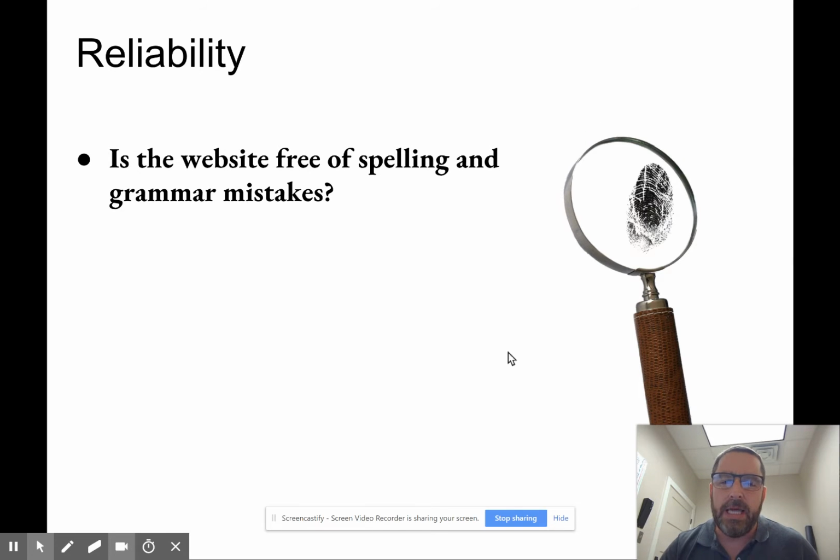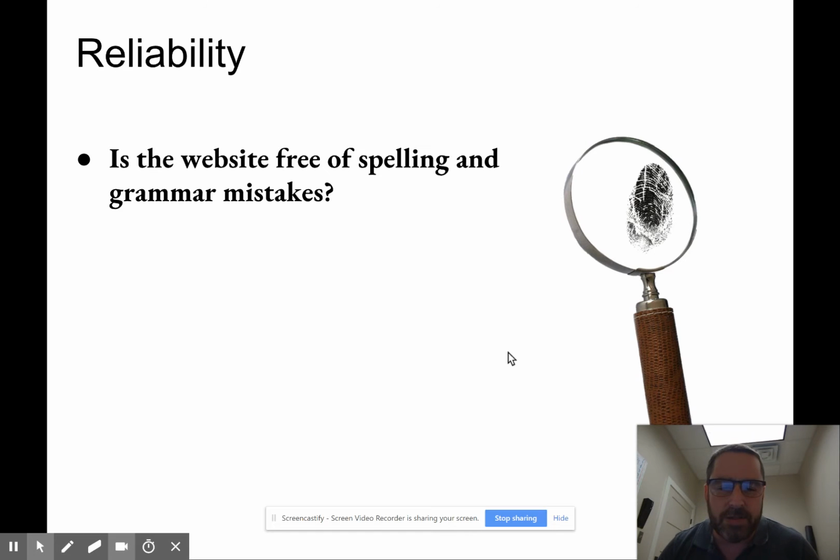Next, reliability. This next one is a big one to determine if a website's reliable. Is it free of spelling and grammar mistakes? If it's not, then that tells you a couple of things. One, they might not be very educated, or, as with a lot of the fake news during the election, those fake news sites are filled with grammar and spelling mistakes, because a lot of those fake news stories originated in Russia or the Ukraine. So they weren't native English speakers, so they made a lot of spelling and grammar mistakes in English.